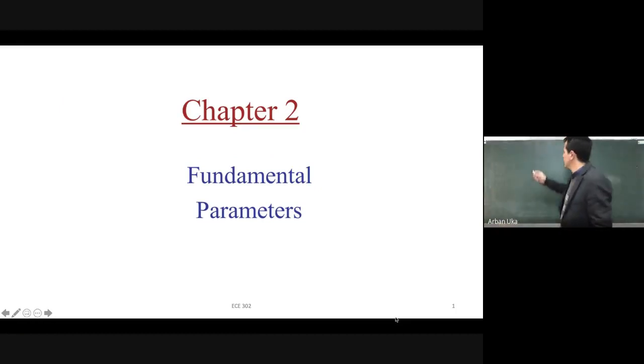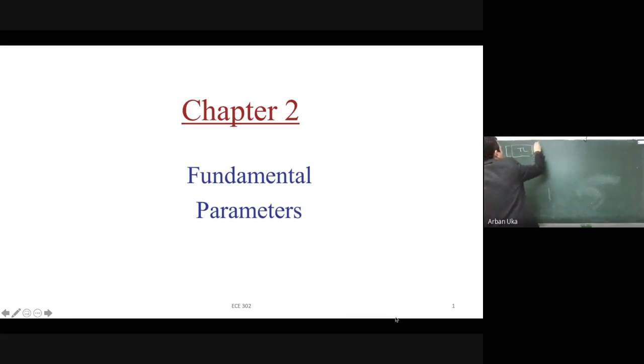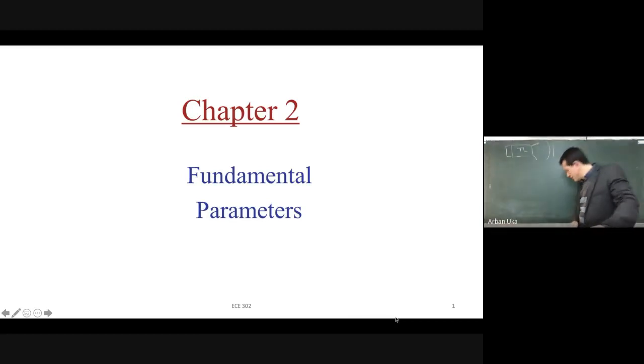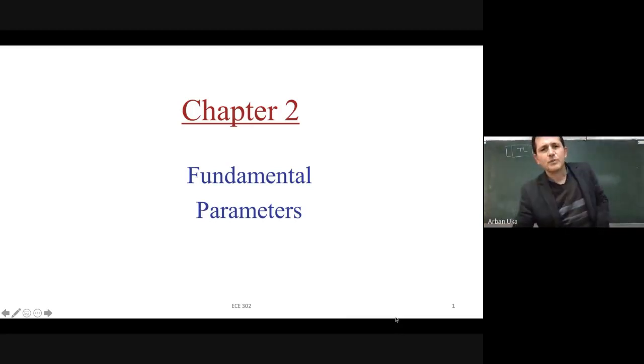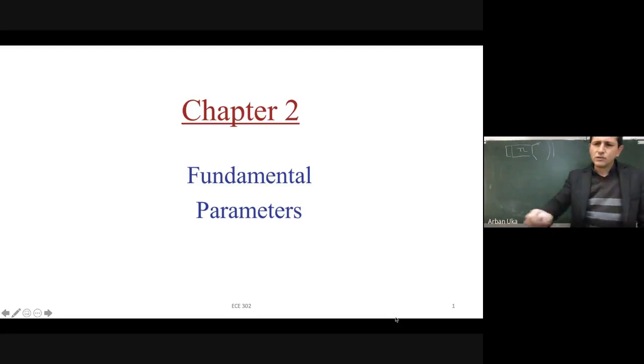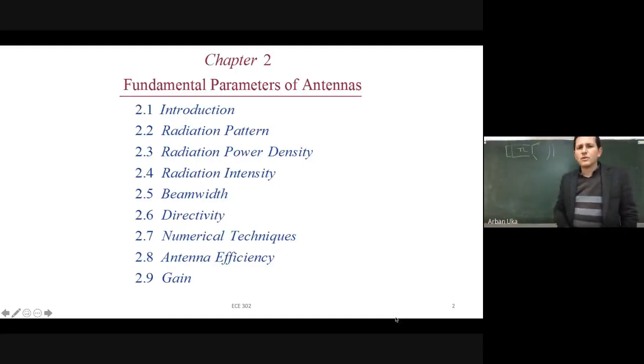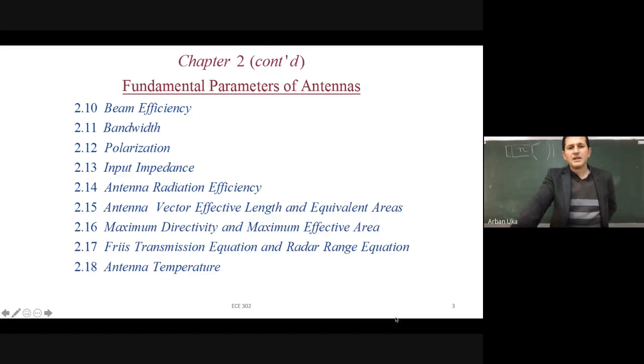Last time we just discussed this whole system, but today we are going to talk about the fundamental parameters of the antenna and the properties that we can use to characterize and to classify them. So we want to talk about the radiation patterns, the radiation power density, radiation intensity, the beamwidth, which is another important parameter, the directivity, numerical techniques we can use, antenna efficiency, gain, beam efficiency, bandwidth. Actually, you can go over the list. I don't need to read all of them one by one.